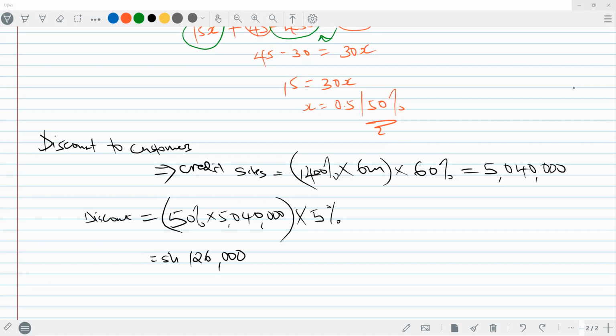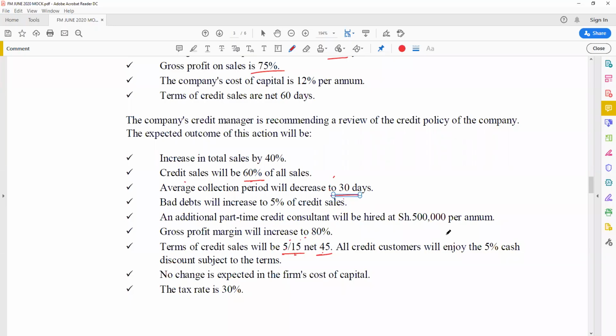Therefore, the discount that the company shall be giving to the customers is 126,000. Don't forget, you are the one giving this discount to the customer. Therefore, this is a cost to the company. Hope that's clear. If not, don't forget to let me know.